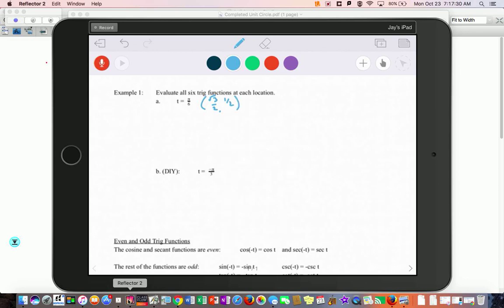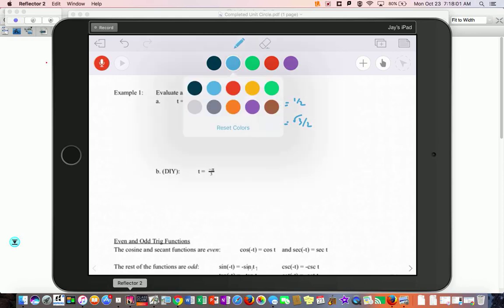Now, what we learned on the unit circle is that that's your cosine and that's your sine. So when you do sine of t, cosine of t, and cotangent of t, sine of t then would be 1/2. Cosine of t would be root 3 over 2. And the cotangent, oops, I don't want cotangent. Sorry. I want tangent.